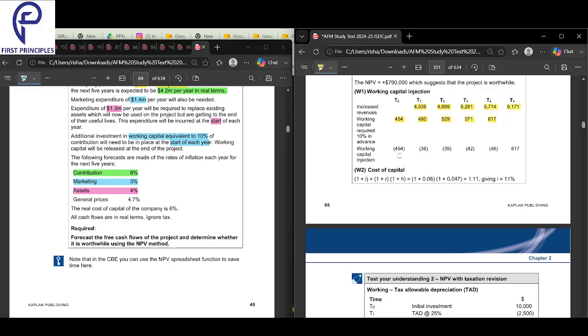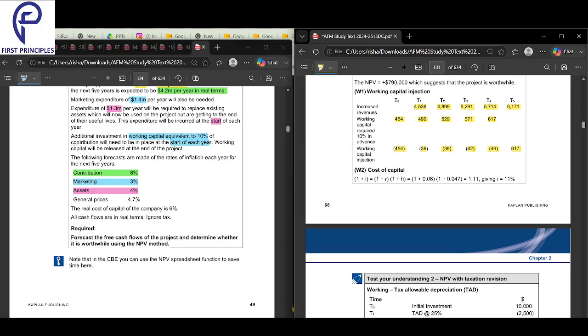Now what you do is, 454 you invest in the first year, and 490 minus 454 you get 36. 529 minus 490 you get 39. 571 minus 529 you get 42. 617 minus 571 you get 46, and then in the last year positive 617. The last year 617 will come here.